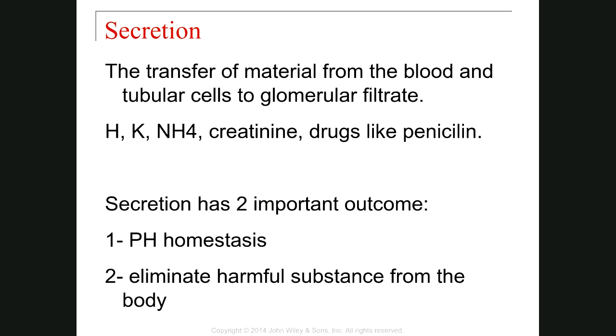The third basic function which we have in our nephron and collecting duct is called tubular secretion, the return of material from the blood and tubule cells into the glomerular filtrate. Secreted substances include hydrogen, potassium, ammonium ions, creatinine, and certain drugs like penicillin. The secretion has two important outcomes. First, the secretion of hydrogen ions helps control the blood pH, and second, the secretion of other substances helps eliminate them from our body.